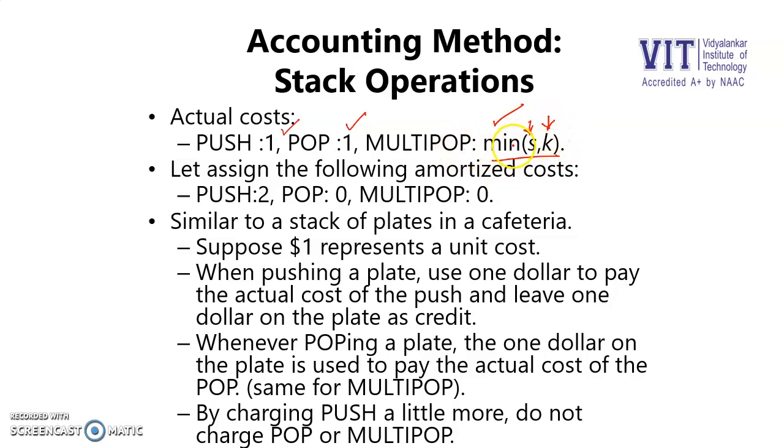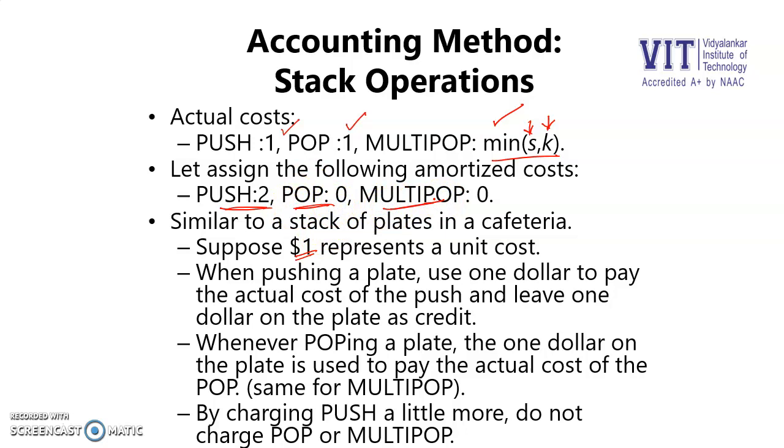So for multi-pop, it is min of S comma K. But what we will do in the accounting method, we will defer the cost. We will change the cost. Now what we will do, we will say let every push operation be billed $2, for example, 2 units. And we will not take any charge for pop and multi-pop operations.